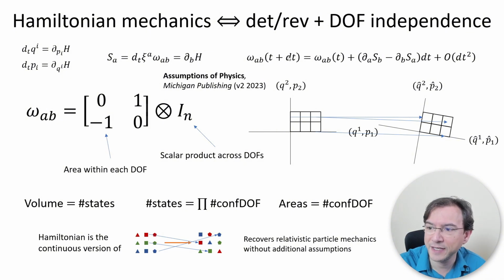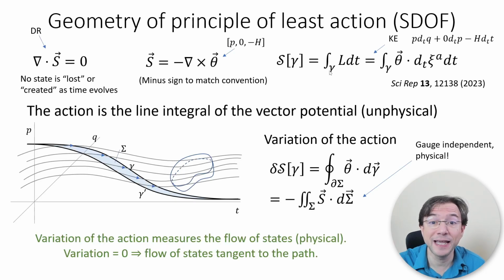And what you find is that if you have a generic field, this form, the infinitesimal time step is the original form, and the first order term is essentially the curl, the exterior derivative of the displacement field S_A. So now we have found really a geometrical interpretation of what the action is. The action is the line integral of the vector potential of the flow of states.